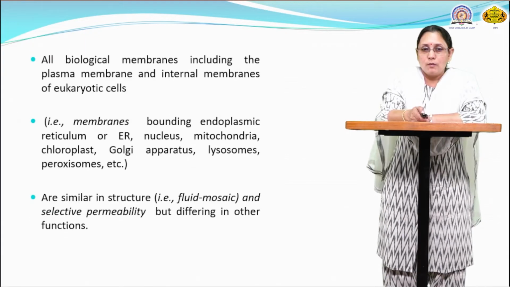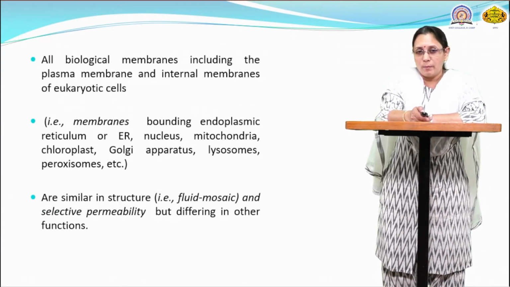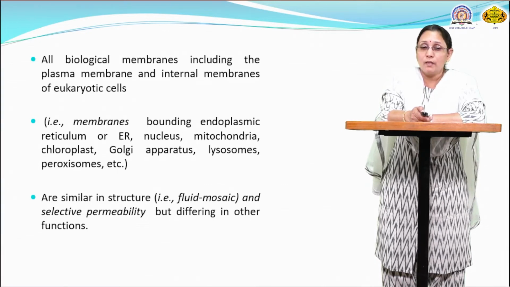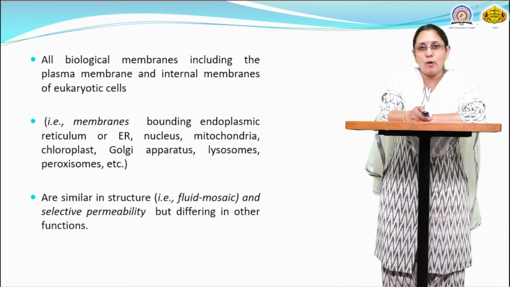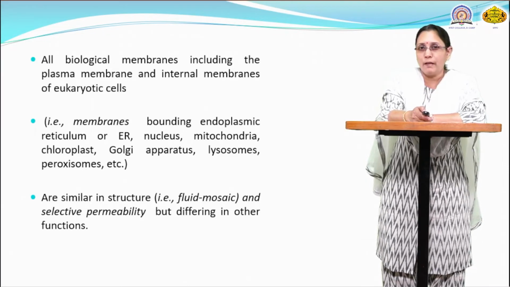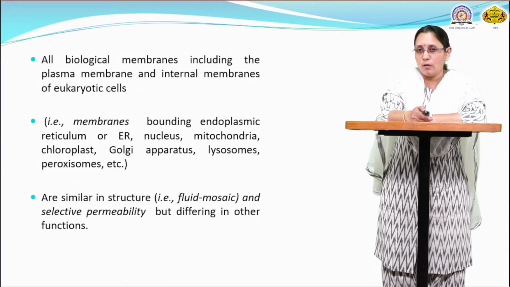etc. If you are talking about some other properties of this plasma membrane, all biological membranes, including the plasma membrane and internal membranes of eukaryotic cell, that is membranes bounding endoplasmic reticulum, nucleus, mitochondria, chloroplast, Golgi body, lysosome, peroxisome. When we talk about these subcellular organelles, how do we define them? These are membrane bound subcellular organelles.